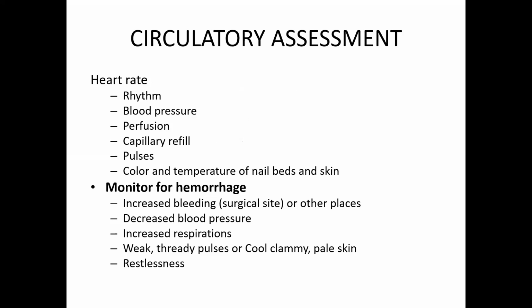For circulatory assessment, it's important to measure the heart rate and the blood pressure. This should be done, as I said, in the first 15 to 30 minutes. You do it every 5 minutes, and later you can increase the duration between measurements. Then you also have to monitor for bleeding. Bleeding could be coming from the surgical site or any other place. So if there's a decrease in blood pressure, you need to know what is the cause. Is it the bleeding? Is it the drugs that have been given? And then you also have to continue measuring.